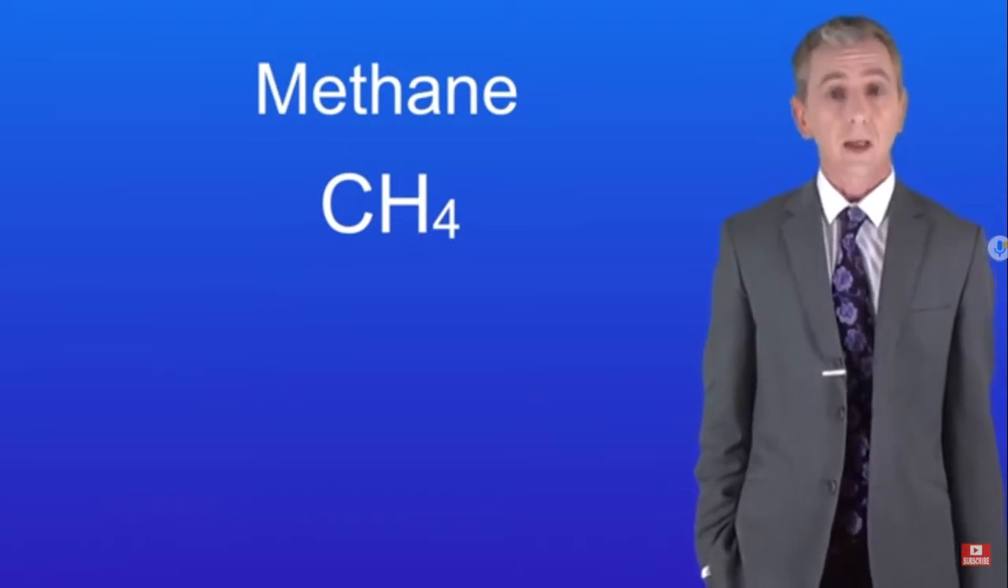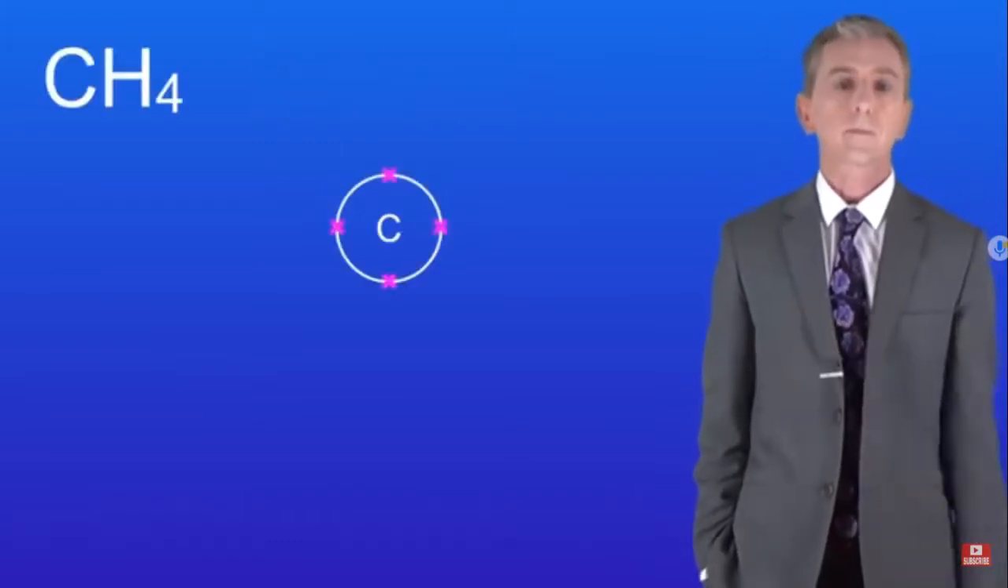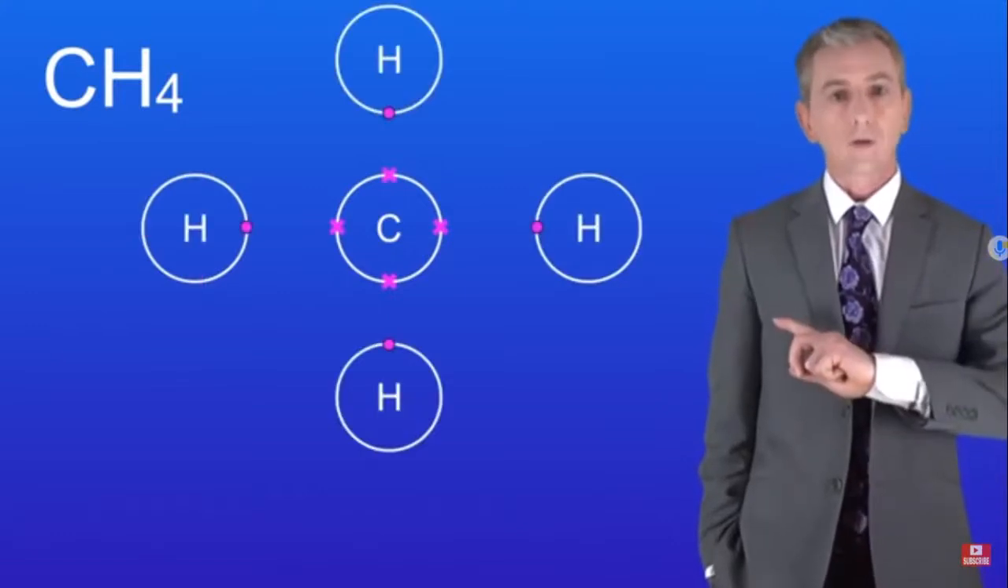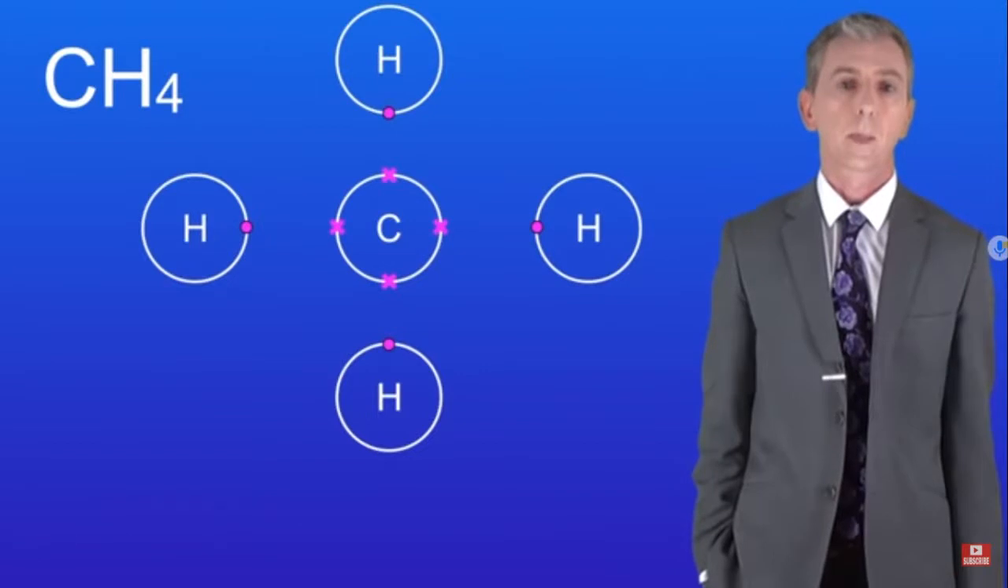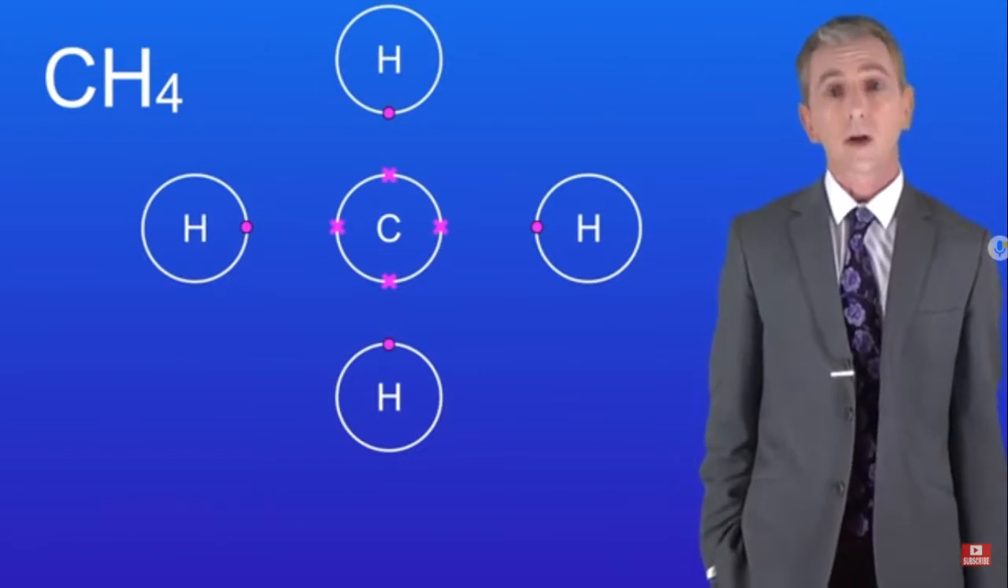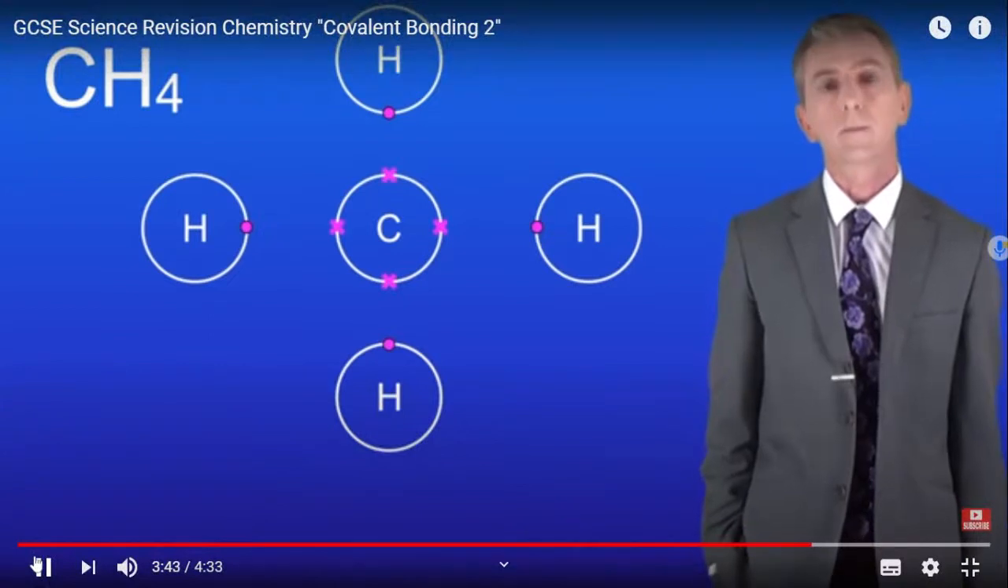Carbon atoms have 6 electrons in total, so they've got 4 electrons in the outer energy level, and here they are. Here are the 4 hydrogen atoms, and remember that hydrogen only has 1 electron. I'd like you to pause the video now and try and draw the covalent bonding in the methane molecule.